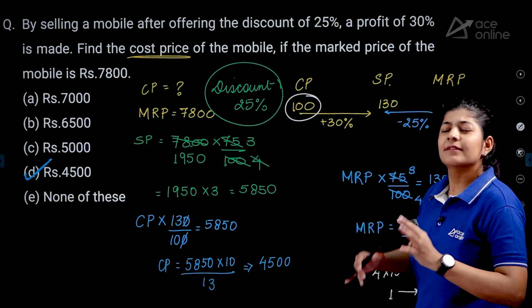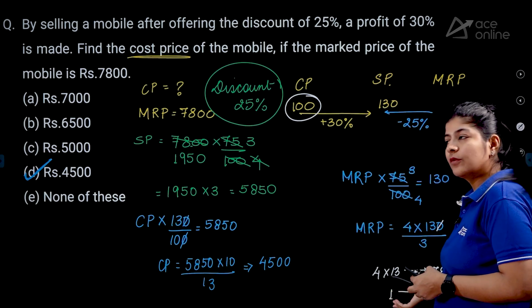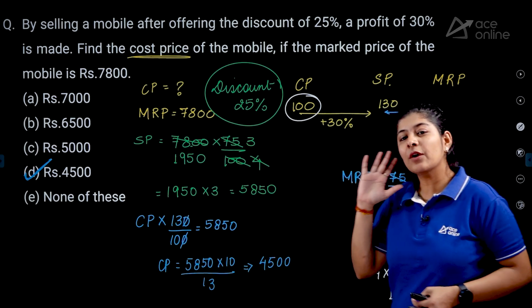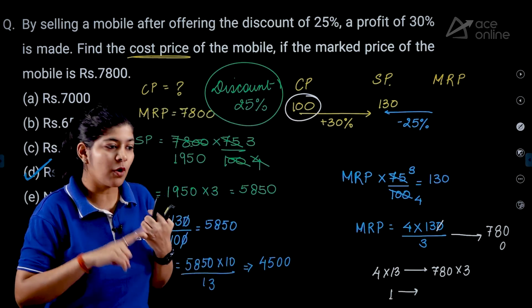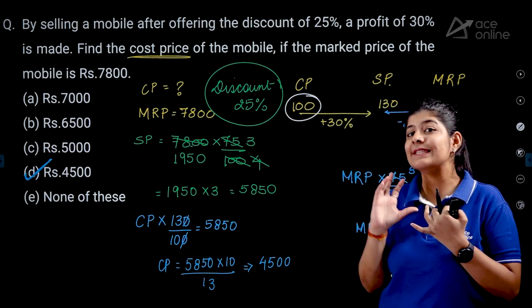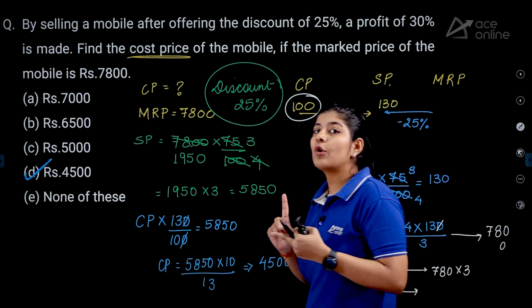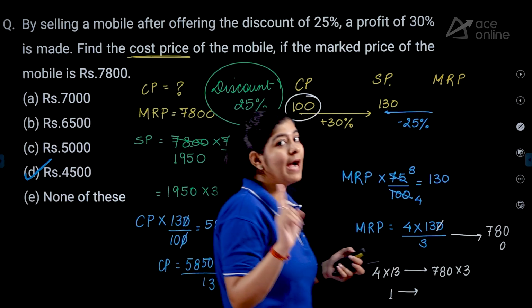So you can just follow either method. If you are comfortable with this one, you can follow this one. If you are comfortable with this one, you can also follow this one. But the only thing that you need to keep in your mind is, whenever we are talking about profit or loss, it is always calculated on cost price until and unless something specific is given in the question. And discount is always calculated on the MRP, or we can say the marked price.